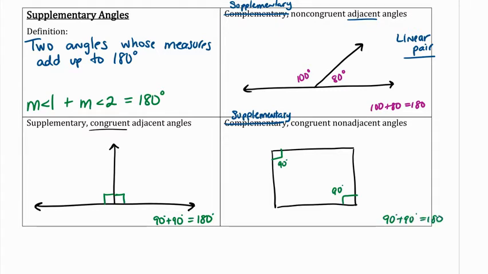They're congruent because they're both 90 degrees, and they're non-adjacent because they don't share a side. I've got these two sides and these two sides. So those are two totally different angles, non-adjacent. Okay, so different ways we can get supplementary angles.